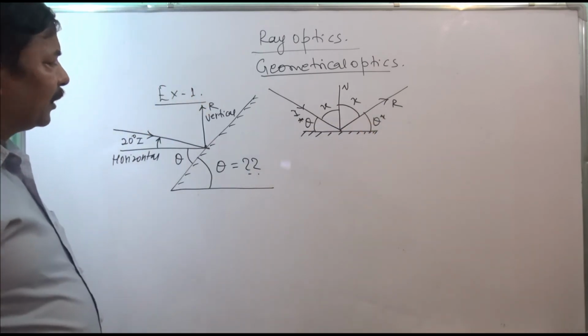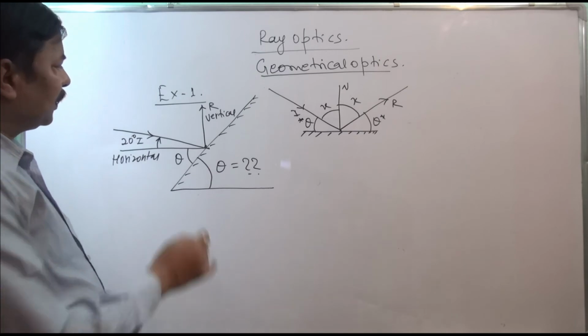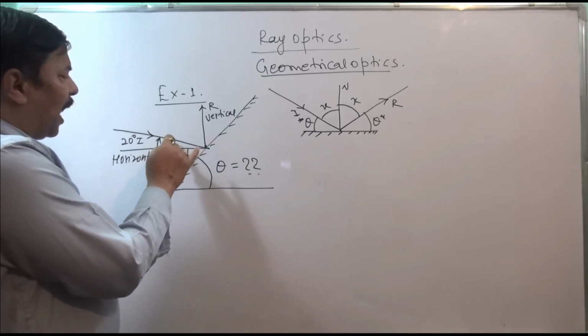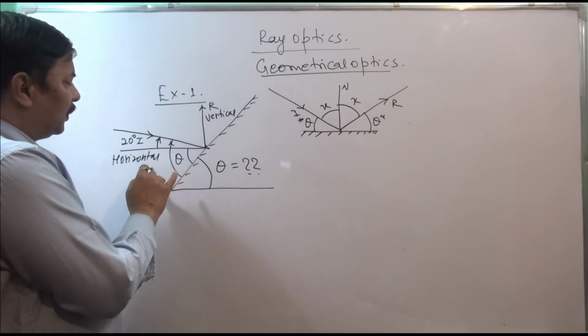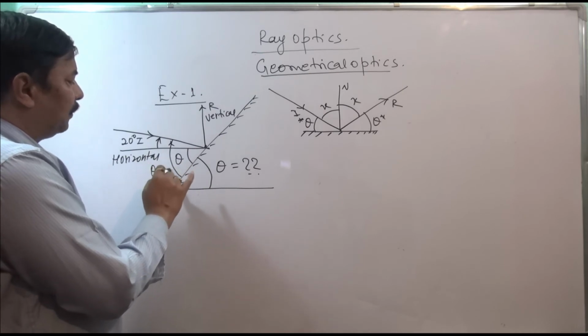So here we can see, this is the incident ray and it makes with the reflecting surface the angle theta plus 20 degrees.